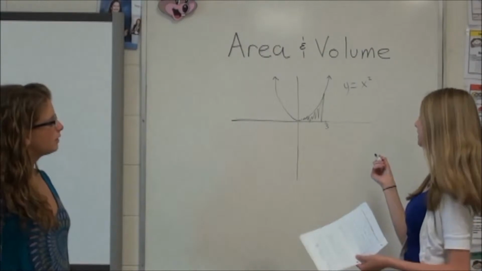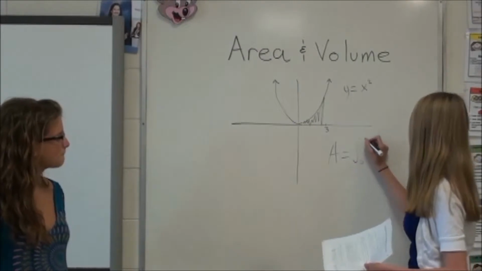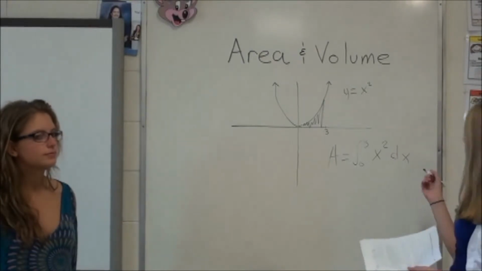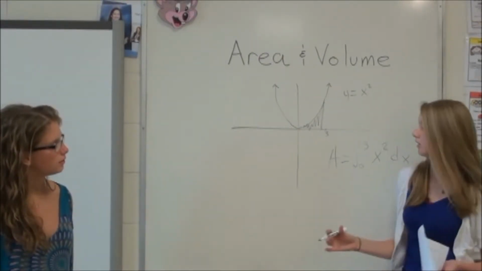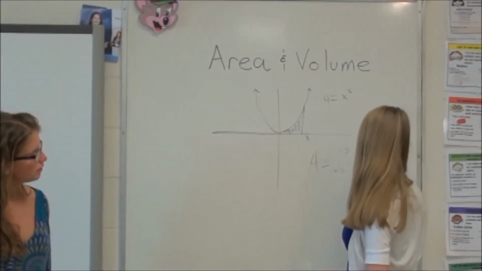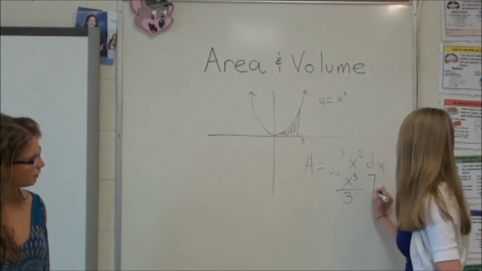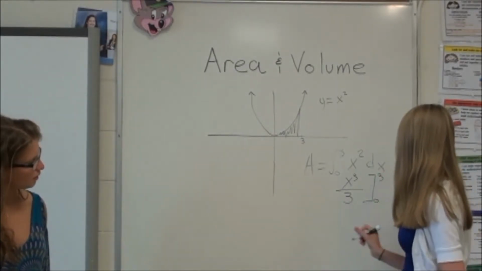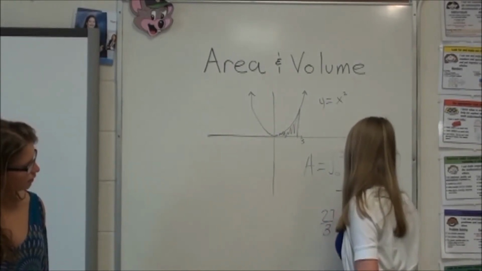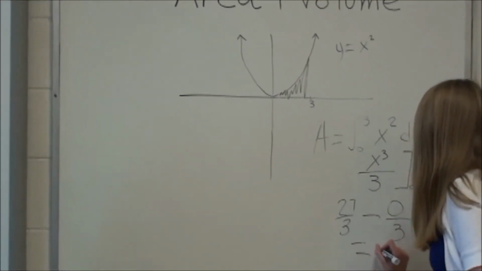What you would need to do is write the integral: A equals the integral from 0 to 3 of x squared dx. Alright, so you would need to antiderive it and use the fundamental theorem of calculus. So you would do x cubed over 3 from 0 to 3. And you would do 27 over 3 minus 0 over 3, and that equals 9.